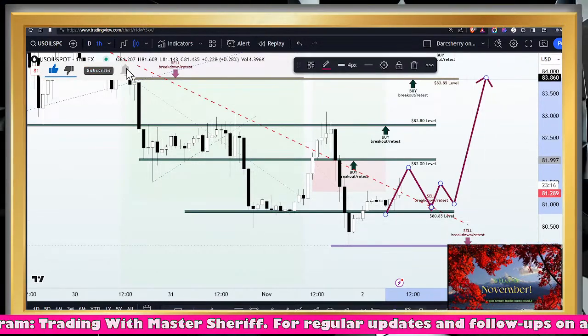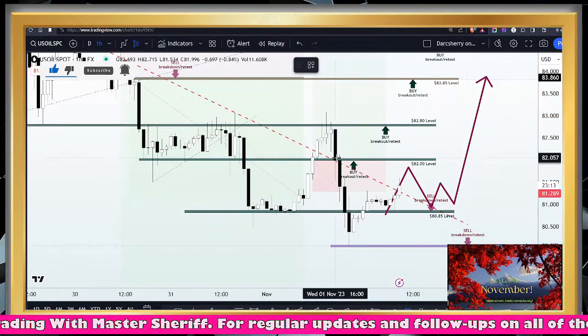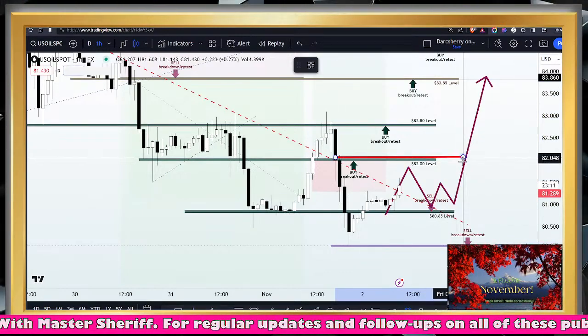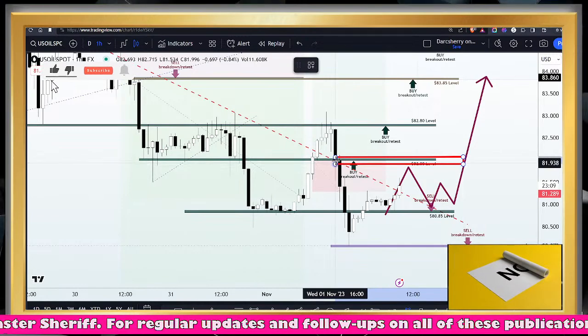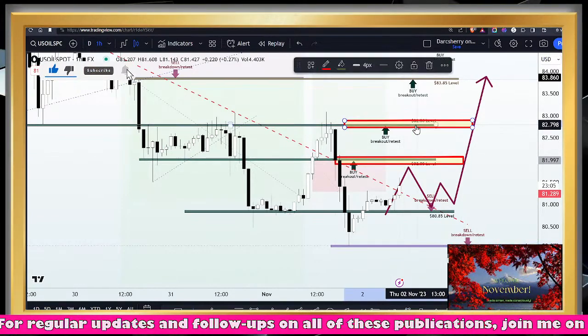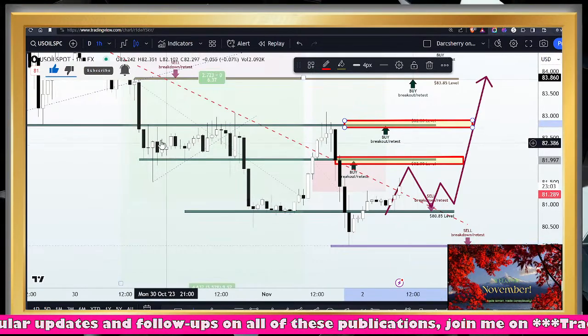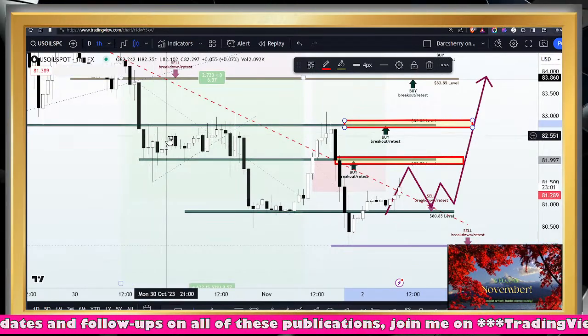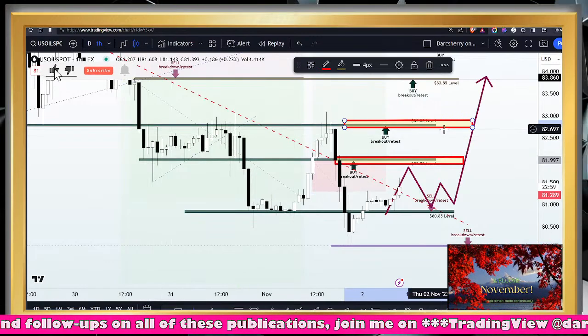And in fact, we have multiple levels that we are going to be using to guide our trading decisions. So we have the $82 level here. If price breaks out and retests, we want to be adding more positions. We have the $82.80 area, a level which has been a strong selling niche since the beginning of the week.